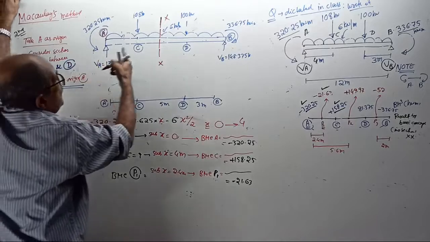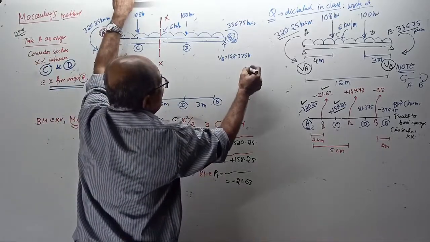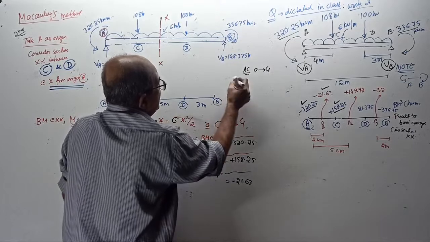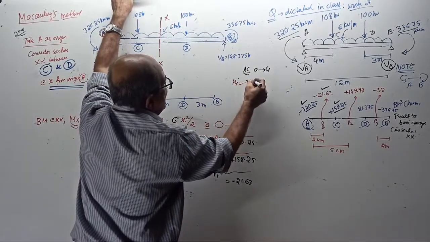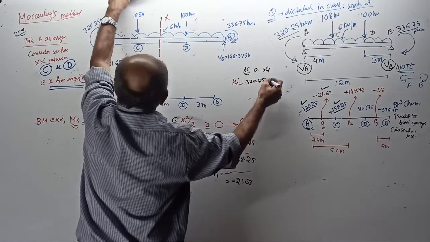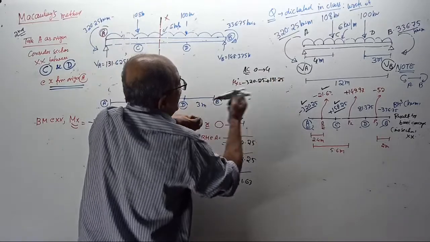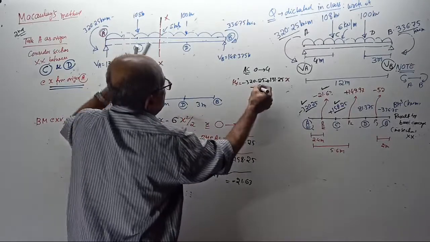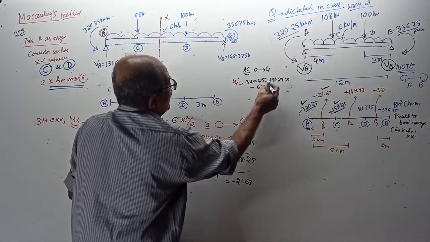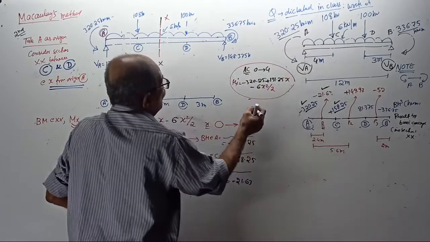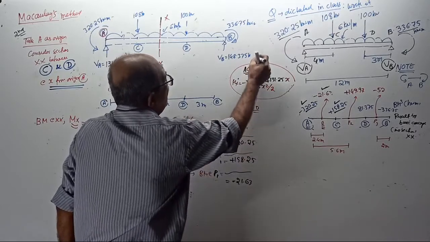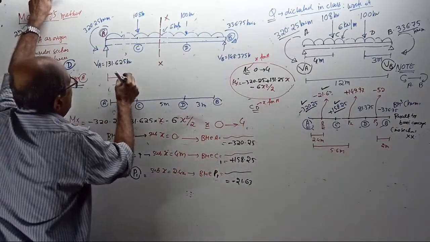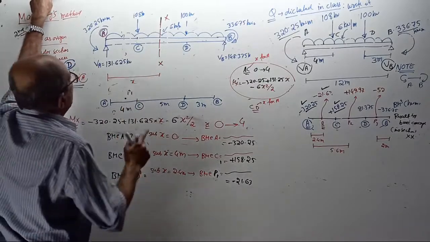One minute now. When I considered the AC portion, my MX came, for the 0 to 4 variation, as minus 320.25 plus 131.25 into x minus 6 into x square by 2. This is already over. Now, when I consider the CD portion, for AC, x is from A, and CD also, x from A only. I will take x from A only.